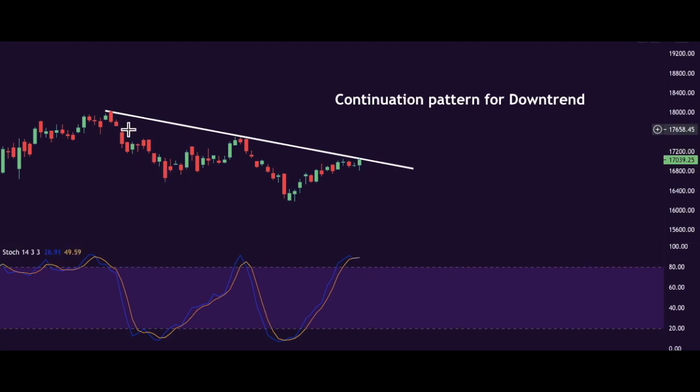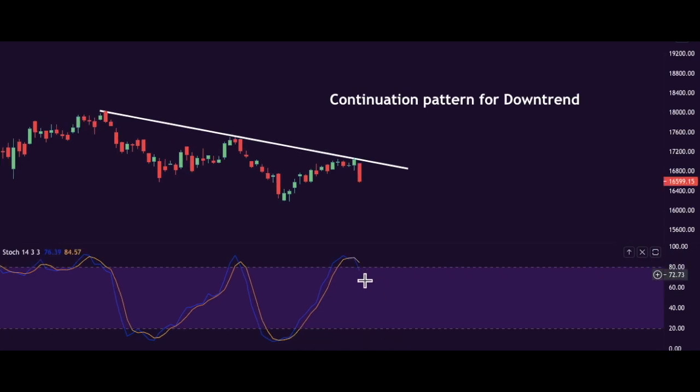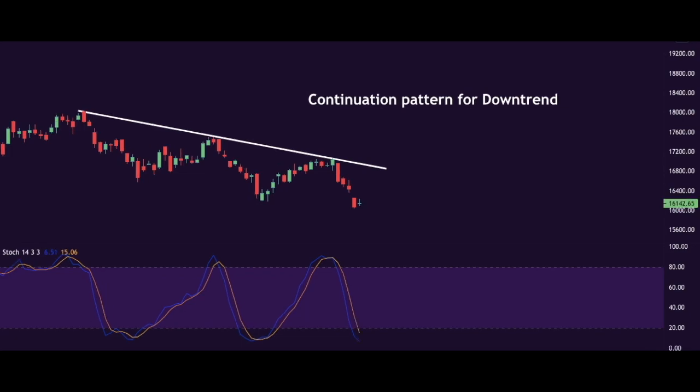Now here we can see the stock is in a downtrend, I have drawn a trend line, and stochastic is showing overbought. In a continuation pattern, we expect the stock to move towards the downside. So we need to wait for the stochastic to come down. See, in this next candle, stochastic is coming from overbought to oversold. At the low of this candle, we can enter the trade, and let's see what happens. The stock started moving towards the downside.